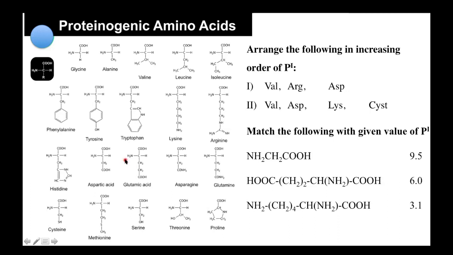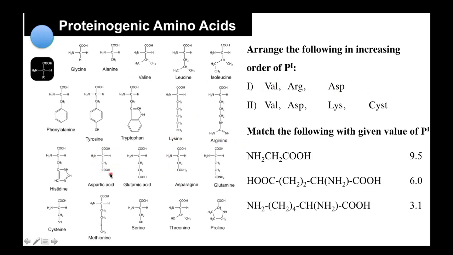Common amino acids I just mentioned out here with their respective structure. If possible, you just write down. So arrange the following in increasing order of PI value. Val means valine, Arg means arginine, and this one should be aspartic acid. Okay, aspartic acid, this one.